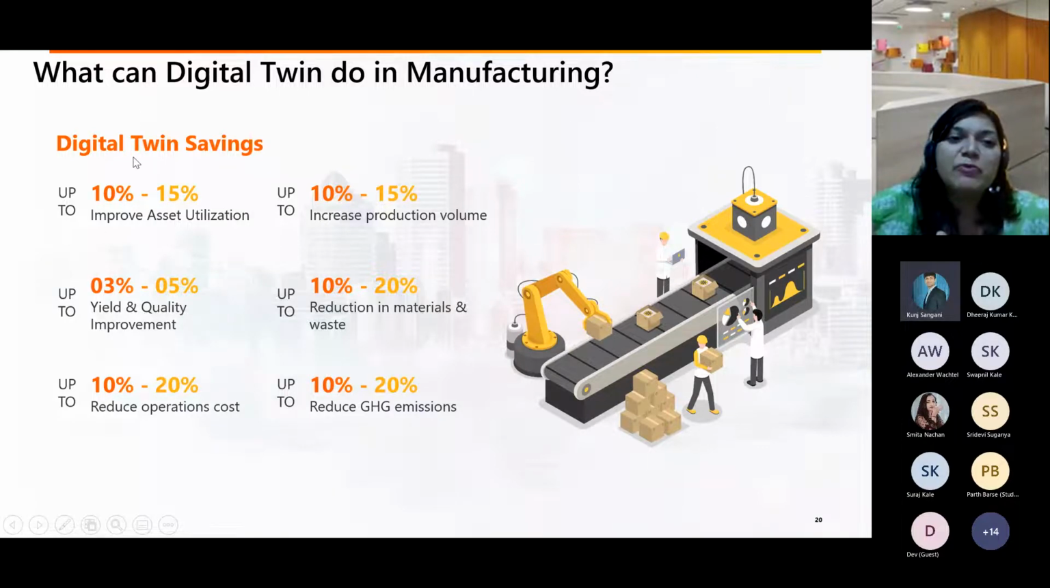So savings, it will improve the asset utilization. If you have predictive maintenance in advance, the shelf life of your asset is improved. So improved asset utilization, increasing production volumes by detecting bottlenecks and inefficiencies in your processes, yield and quality improvement, reduction in waste, operations cost reduction. Of course, if your processes are optimized, then your operations cost will reduce, and it will also entail reductions in your emissions, right?